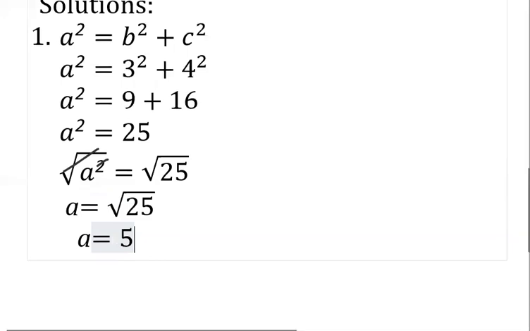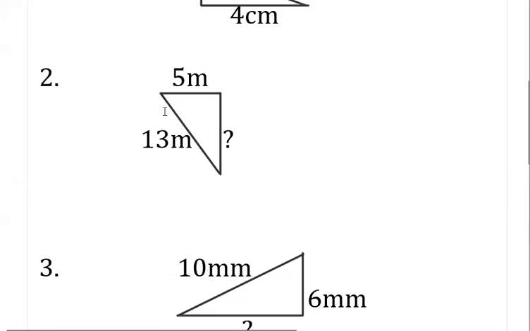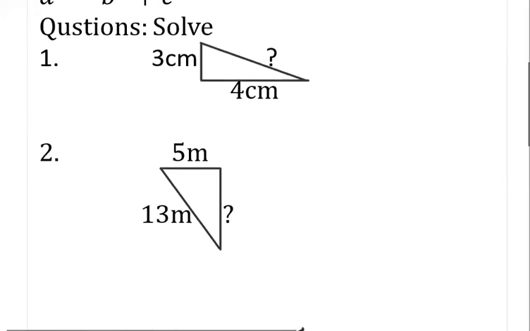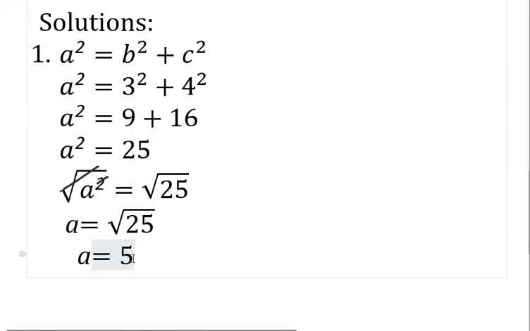So let's go straight to question number 2. This time around, we are given the hypotenuse, the longest side. Okay, since we have units there, let's include our units. This is in centimeter. So our A is in what? 5 centimeter. Awesome. So straight to question number 2.